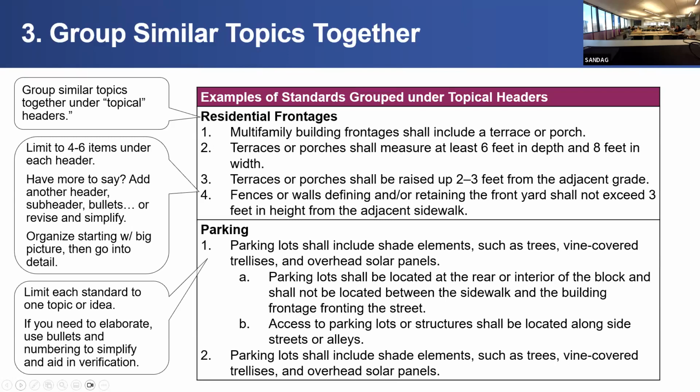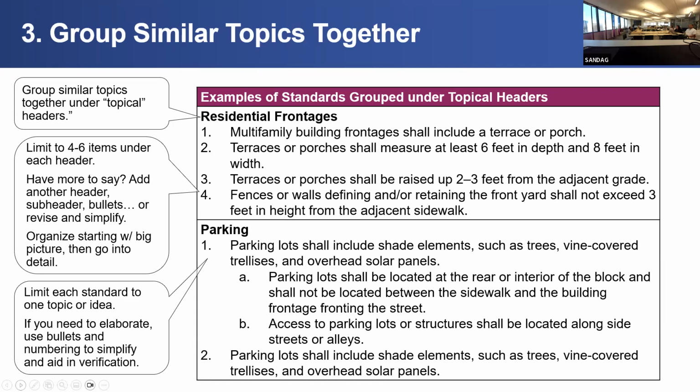Great. Grouping similar topics together is another important technique. And what we're trying to do here is really avoid redundancy or a lot of flipping back and forth throughout a document, trying to understand what the goals are. If you're grouping the similar topics together and you do it well, that can really help with conveying what you're looking for, but also making sure that the submittal is compliant with the standards.